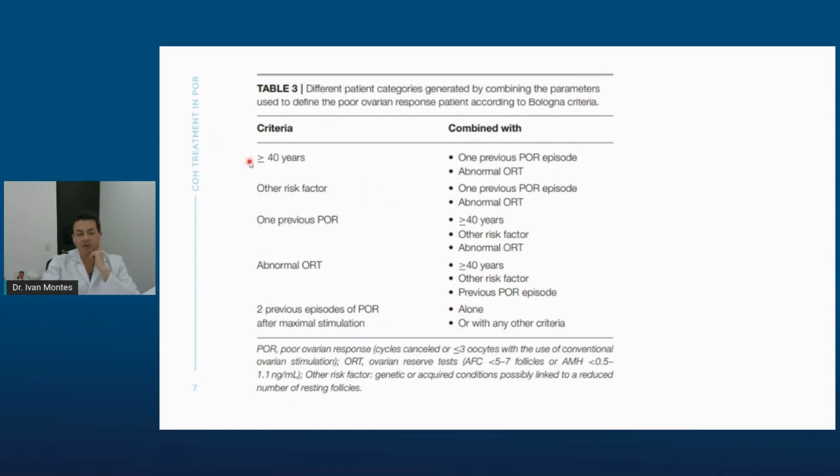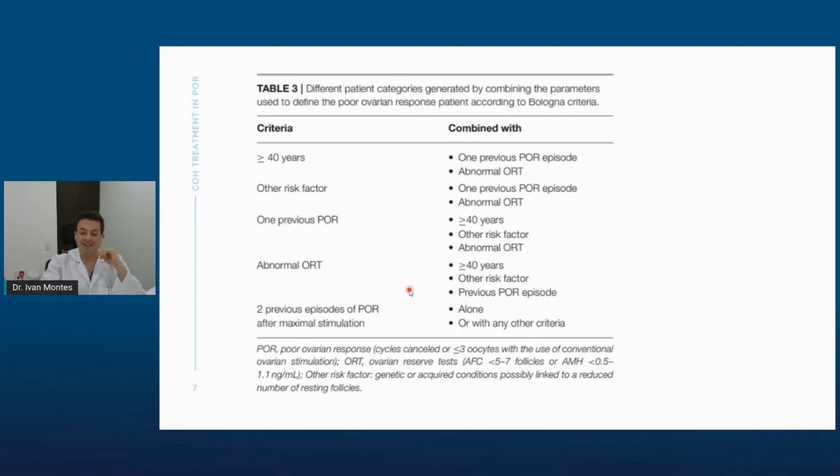Using the criteria of above 40 years, they find another, when they combine it with one previous poor ovarian response episode or abnormal ORT, other risk factor combined with one previous poor episode or abnormal ORT, one previous POR with patients above 40 years, other risk factor or abnormal ORT combined with patients above 40 years, other risk factor, previous POR episode, or 2 previous poor ovarian responses after maximal stimulations, alone or with another criteria.